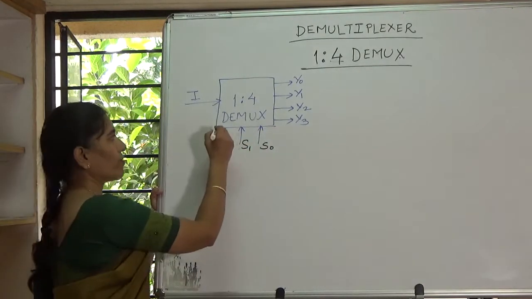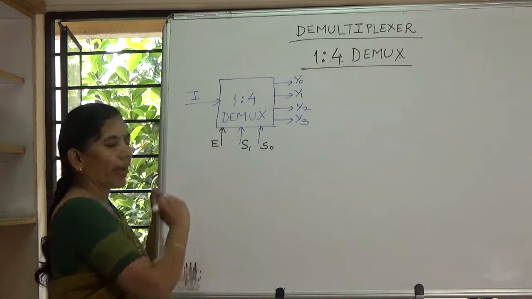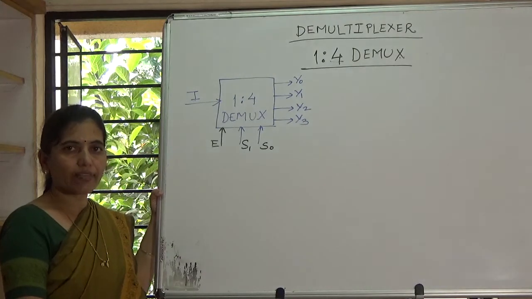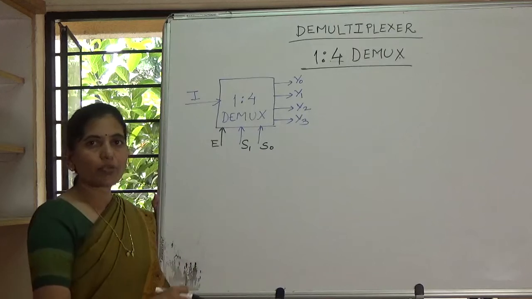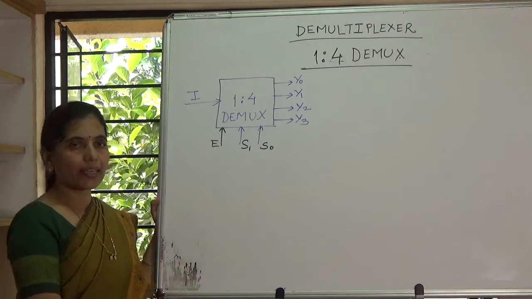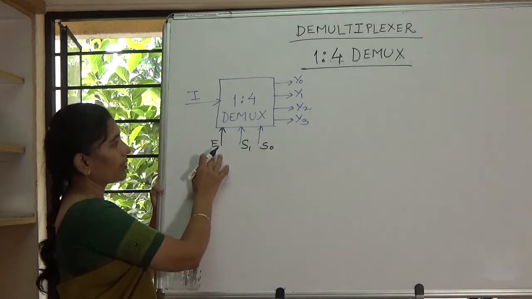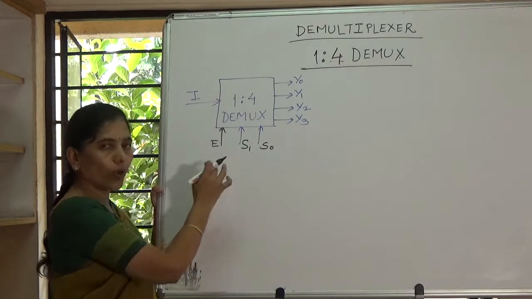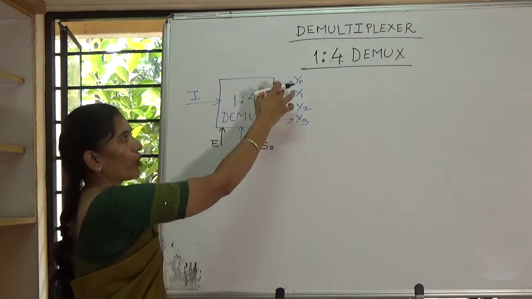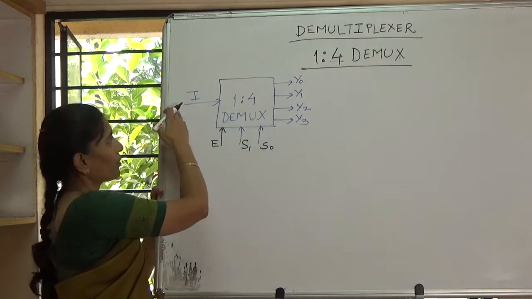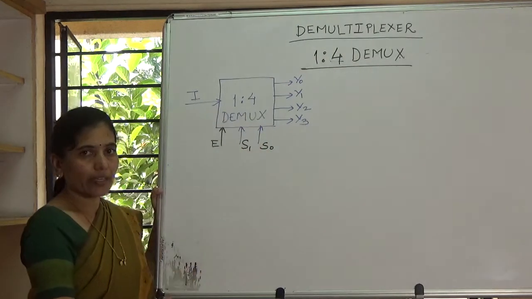We will also have the enable input, which is called E, and we will treat this as an active high enable. That means whenever it is made high, the demultiplexer would be enabled and it would work like a demultiplexer. So if E is 1, then depending upon S0, S1, the output line will be selected and for that selected output line, input will be transferred onto that particular line.